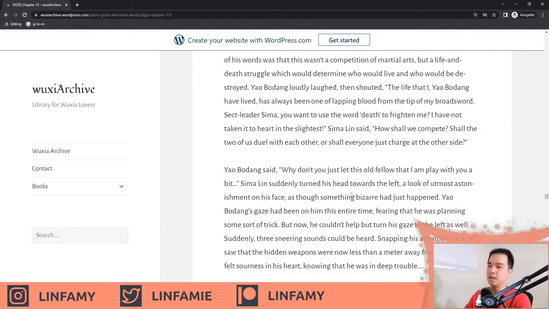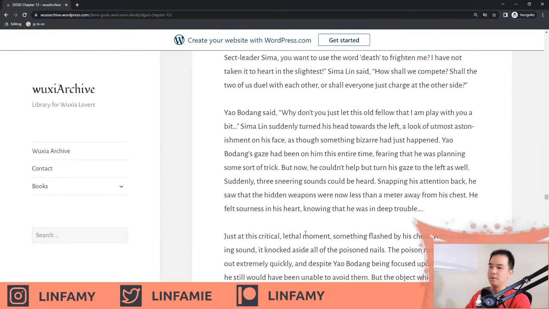Sima Lin suddenly turned his head towards the left, a look of utmost astonishment on his face, as though something bizarre had just happened. Yao Bodong's gaze had been on him the entire time, fearing that he was planning some sort of trick. But now he couldn't help but turn his gaze to the left as well. Suddenly, 3 sneering sounds could be heard. Snapping his attention back, he saw that the hidden weapons were now less than a meter away from his chest. He felt sourness in his heart, knowing that he was in deep trouble. Did he just trick him by just looking to the side?